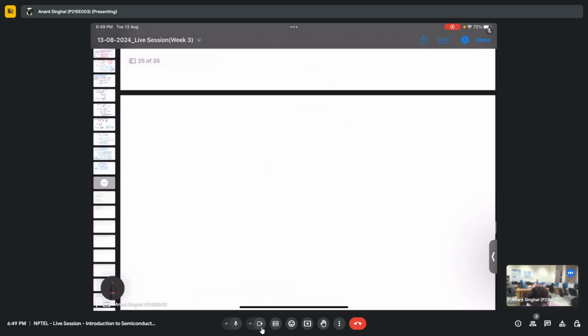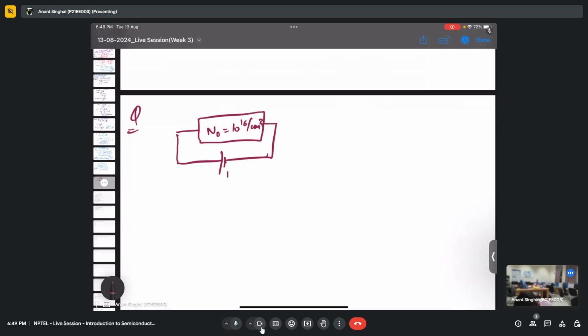So try to solve this. This is again a very simple question. I'm not writing much. So let's say we have an N-type silicon bar having Nd given as 10 raised to power 16 per centimeter cube. Then we have a DC voltage applied, which is nothing but 1 volt. The length of this particular bar is 1 micrometer.